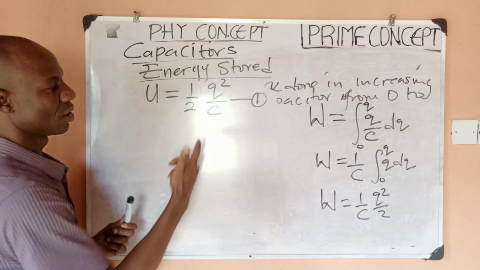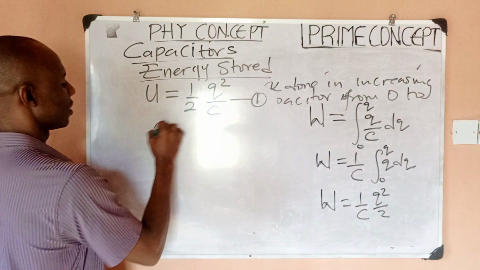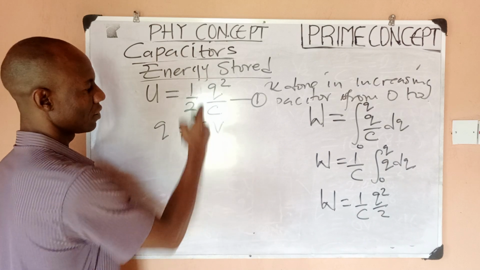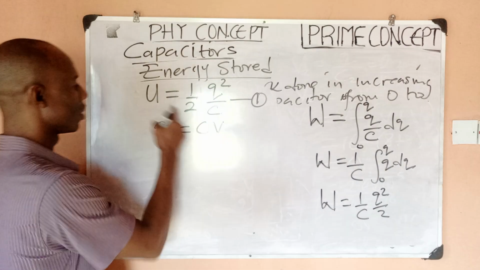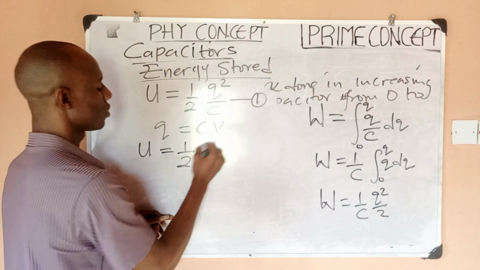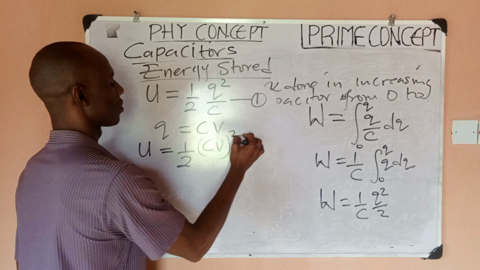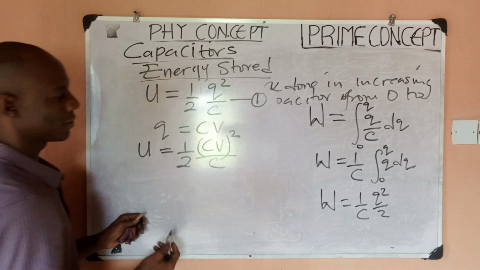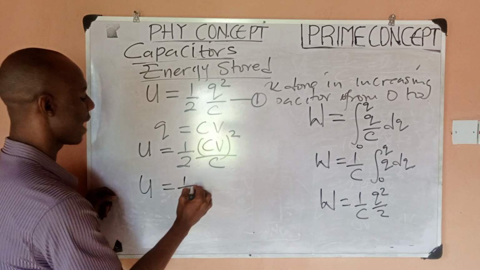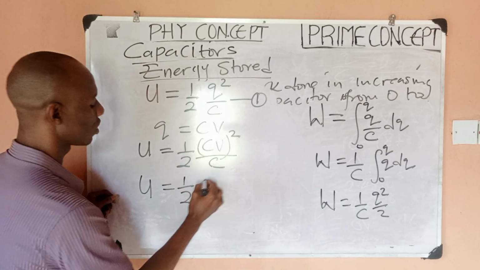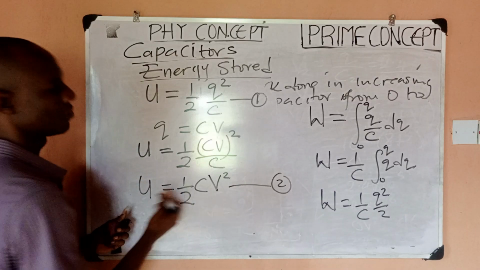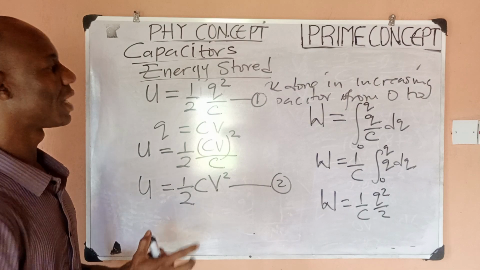Now, if you still use Q equals CV, if you substitute CV for Q, you will have that your potential energy is going to be half into CV, all squared, divided by C, right? So this C would cancel one of the C's here, and then you have that U is half C V squared. So this is another formula for potential energy.